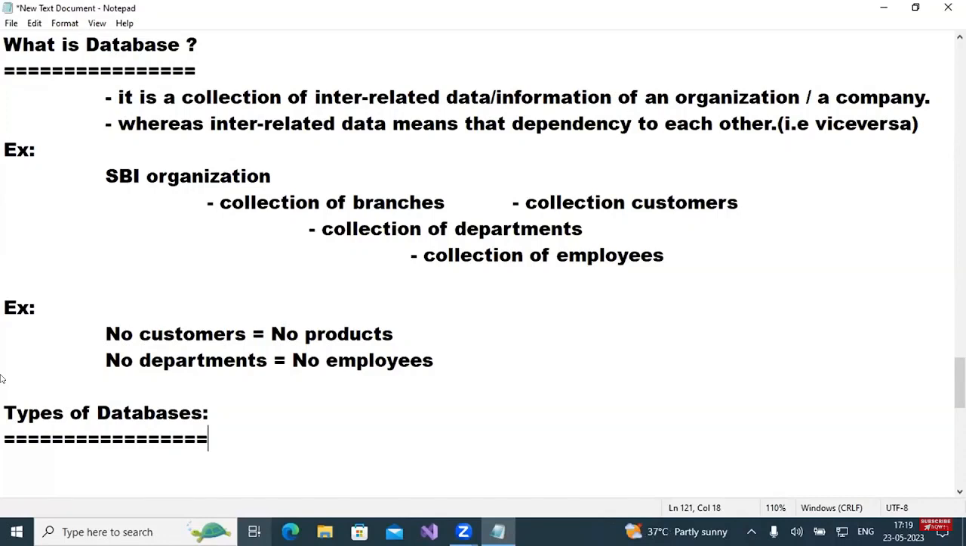Nowadays what we are learning: Oracle, SQL Server, MySQL, DB2, Sybase, Informix, Ingres, Teradata, MaxDB, PostgreSQL. What are these, sir? MongoDB, Cassandra. What are these, sir? You need to understand these types, then you will get full information on what is what.